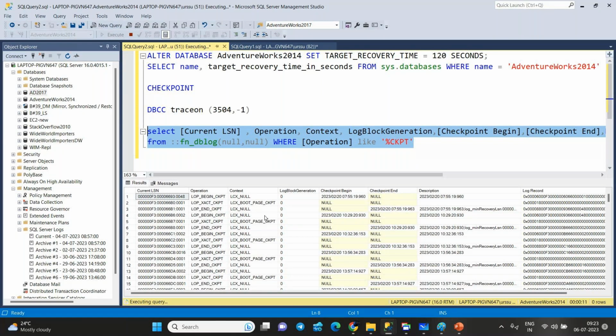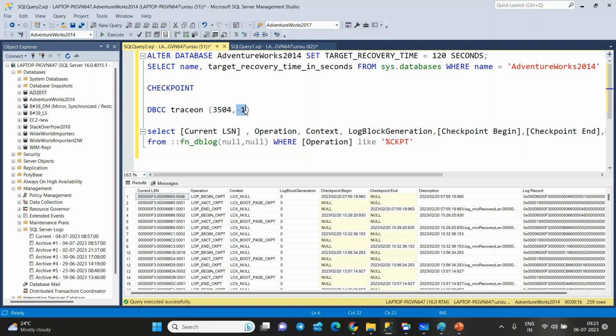So again, something internal as of now, no need to worry. Just remember, we'll see internals at advanced level. So you can see the checkpoint trigger time in the log file. Also, if you wanted to write the information in the error log, you can enable this trace flag with -1, which is nothing but global. All this stuff we have not yet discussed. We'll discuss in the coming sessions.